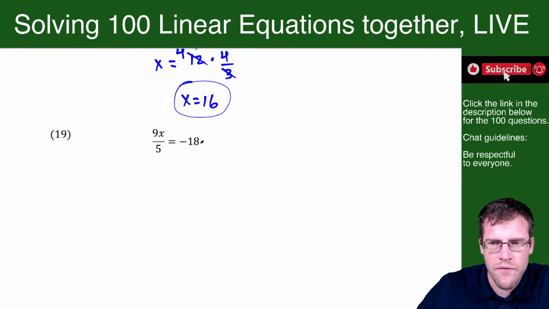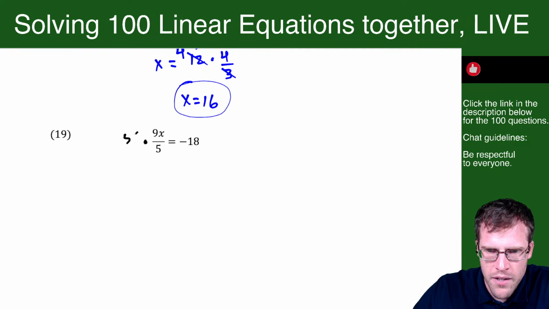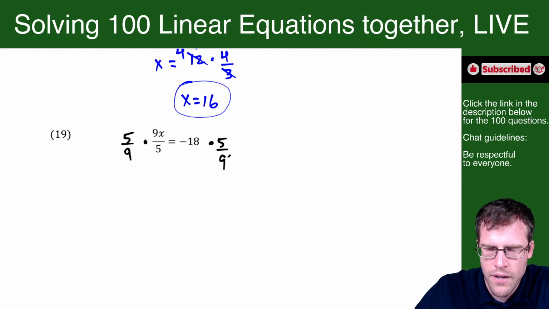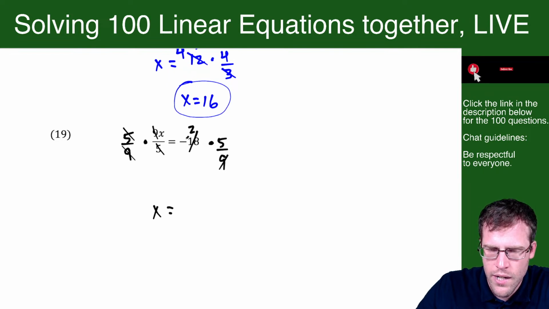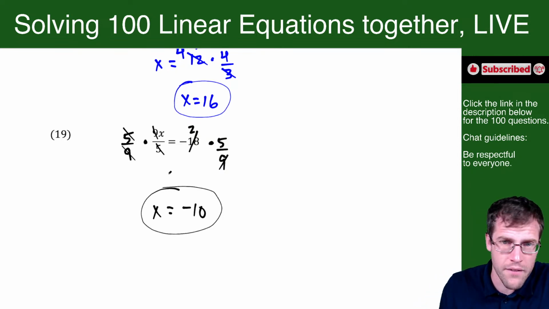All right, 9x over 5 equals negative 18. So for this one here, we'll multiply both sides by the reciprocal, 5 over 9. Okay, so 5 over 9 on both sides. And now we just cancel out. 5 over 5 cancels, 9 over 9 cancels, x equals, and I'll do the cross cancel method. 18 divided by 9 is 2. And now negative 2 times 5 is negative 10. So question 19 should be negative 10.